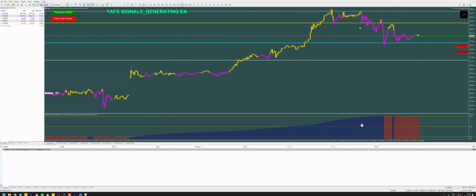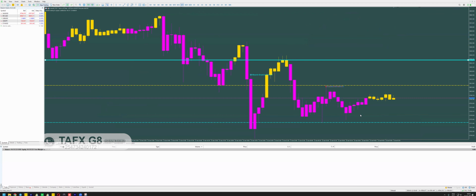So you can see when people are expecting markets to go up, maybe we can continue buying, because all these time frames are about to climb.